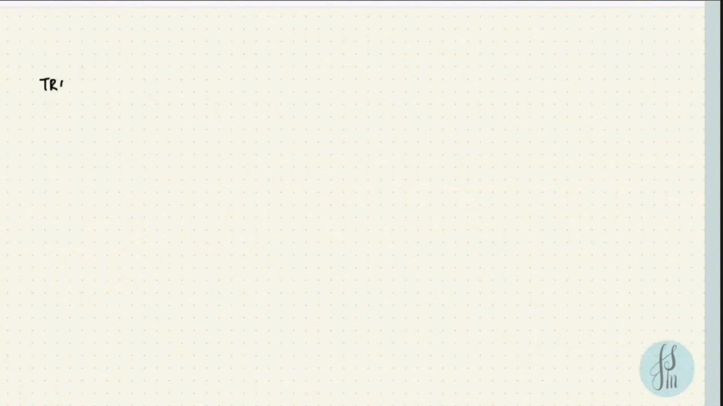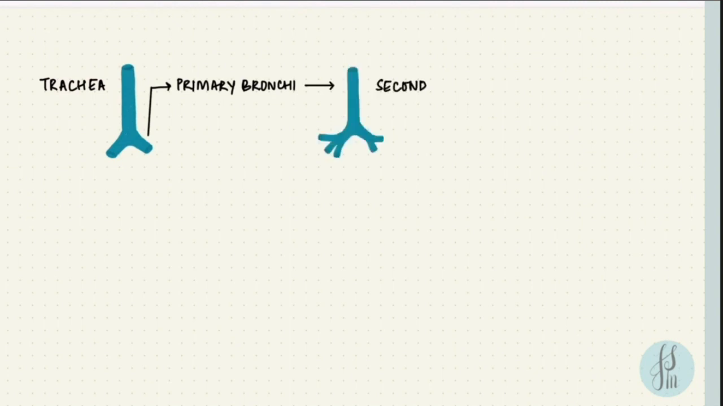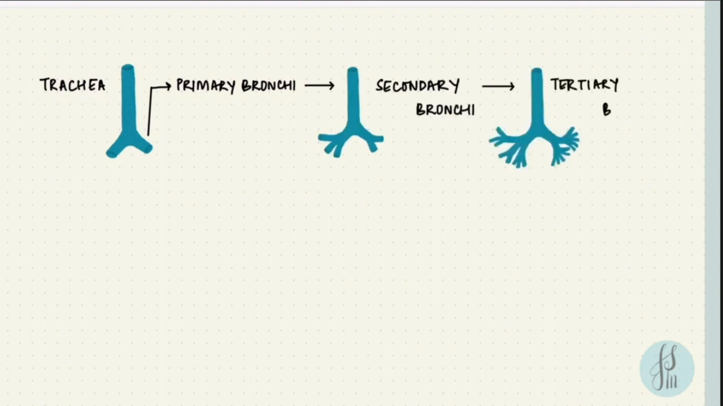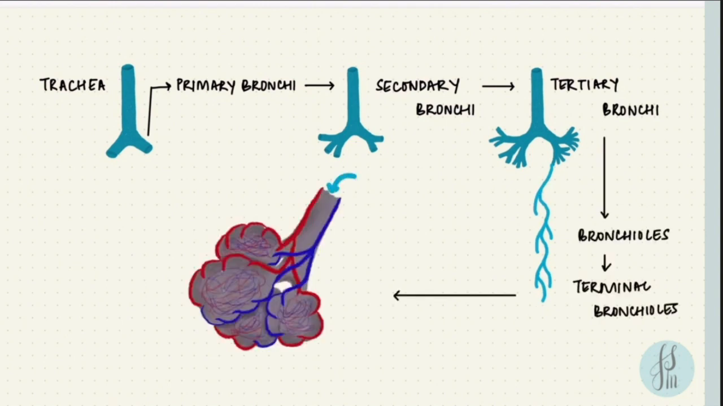Looking at the development from the lower airways, starting from the trachea downwards. The trachea divides into the right and left main primary bronchi. These are going to enter the right and left lungs. They then divide into secondary bronchi and tertiary bronchi. The tertiary bronchi divide into bronchioles, which lead into terminal bronchioles, and then into respiratory bronchioles. Each of the respiratory bronchioles leads into a few alveolar ducts, which then lead into alveolar sacs.